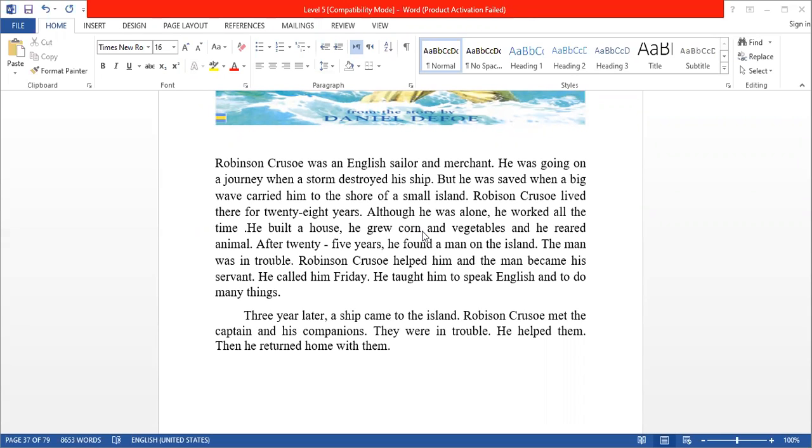Robinson, he called him Friday. He taught him to speak English and to do many things. Okay. 3 years later, a ship came to the island.